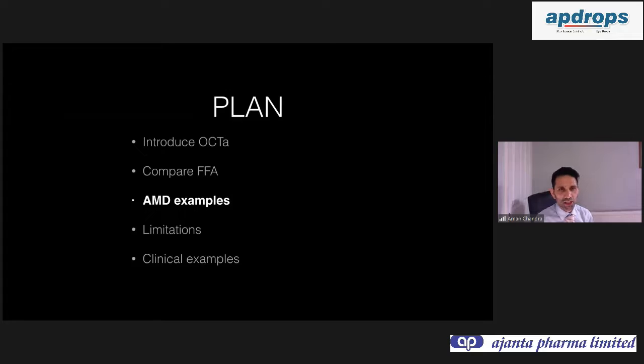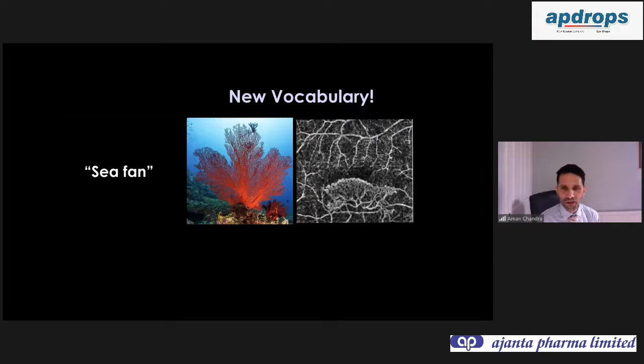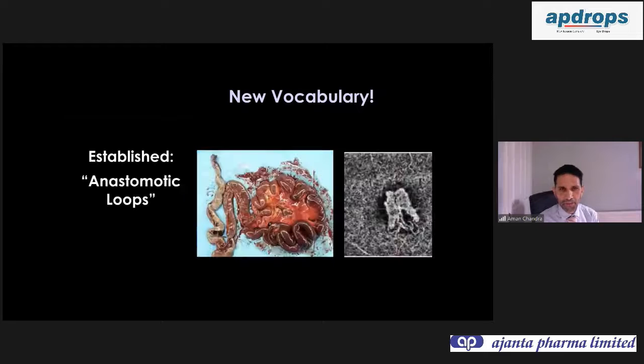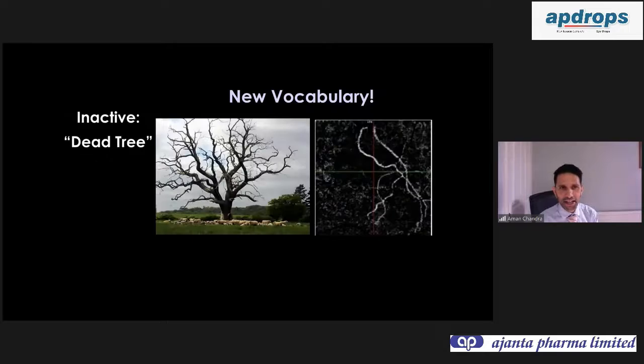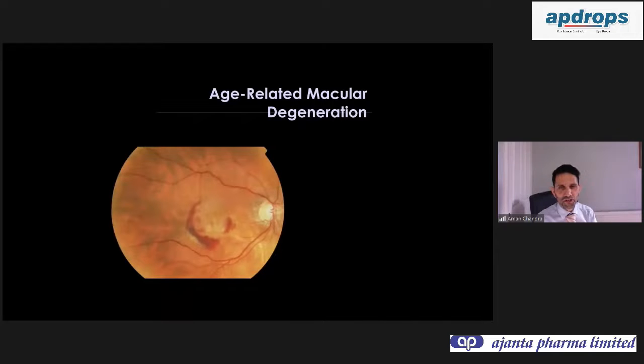So I'll give you some examples. The problem with OCT-A is it gives us new vocabulary. When looking at macular degeneration, some people call it the medusa, which is this image here on the right of a choroidal neovascular membrane. You can see this picture of the new vessels there, and anastomotic loops, and then dead inactive trees there. And the many new languages caused by OCT angiography has led to a huge number of publications on this. But I'll give you some examples.